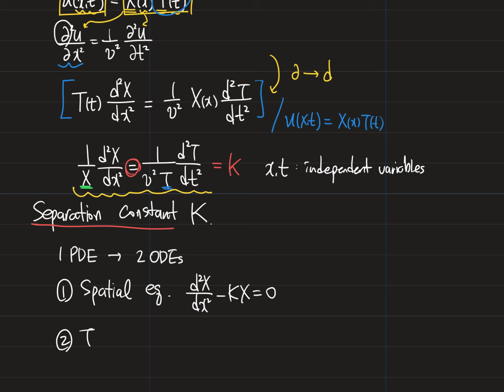The second is the temporal equation, d square T over dt square. So these two ordinary differential equations are quite easy to solve. So in the next page, we are going to solve these two differential equations.